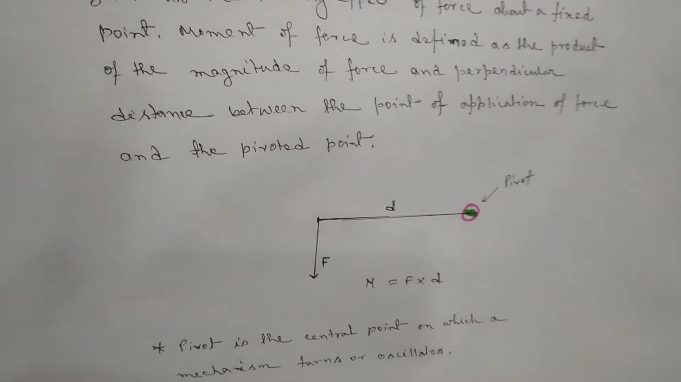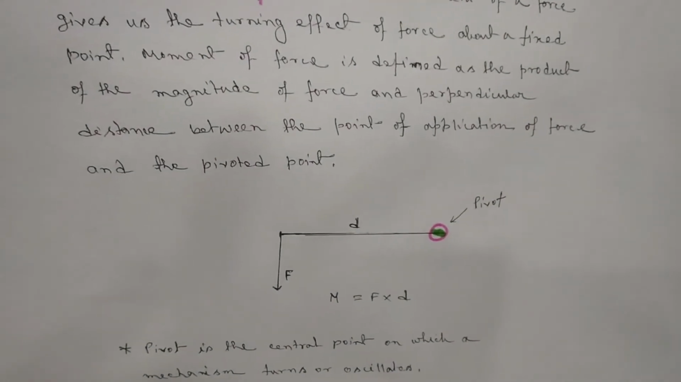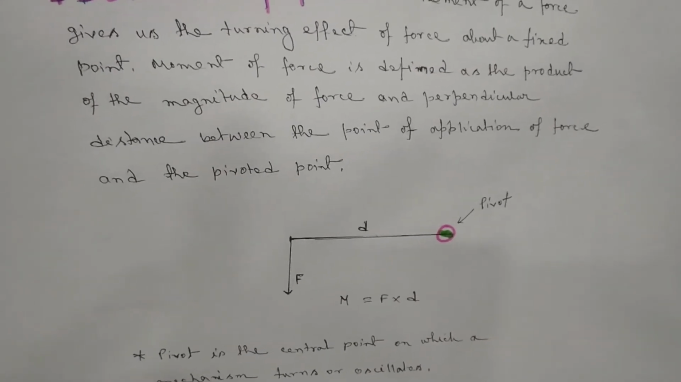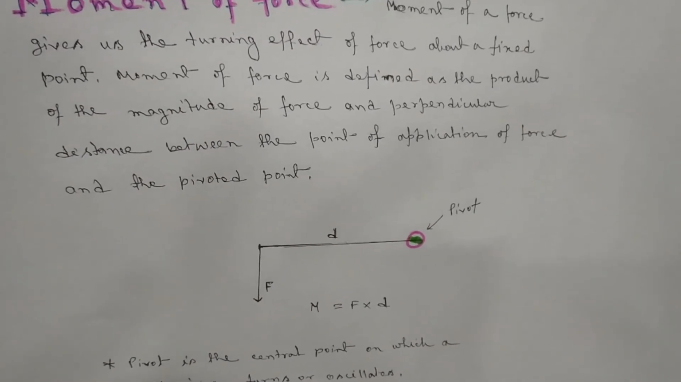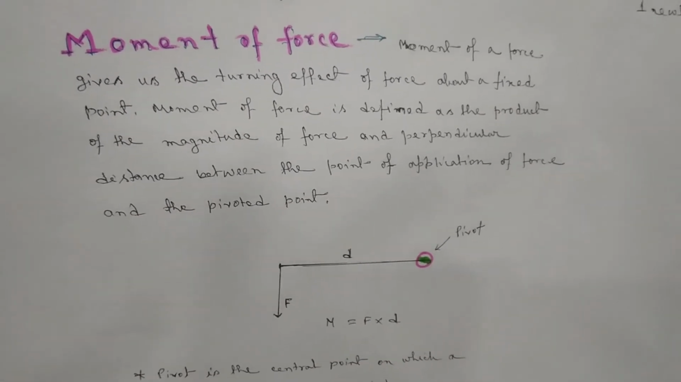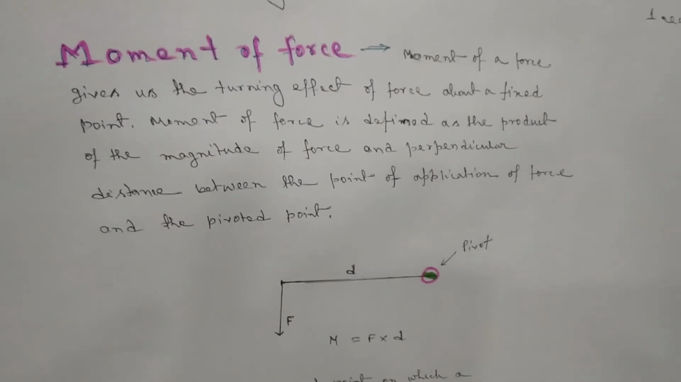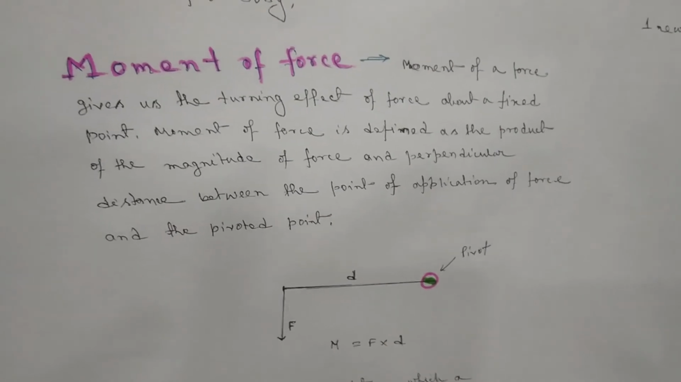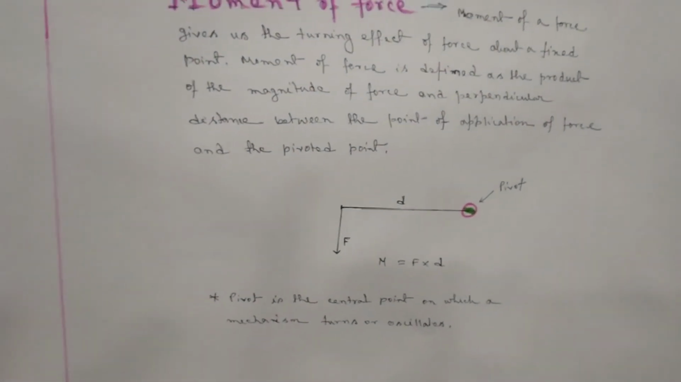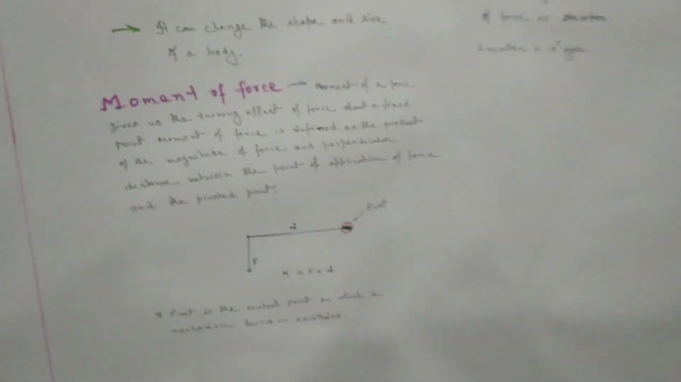So the moment of force generated by the applied force F will be F into D. That means the magnitude of the force and the distance from the pivot to the point where the force is applied. The distance from the pivot to the point at which the force is applied is known as D, and the magnitude of the force is F. So moment of force will be F into D. And pivot is the central point on which a mechanism turns or oscillates. So these are some basic things about force.